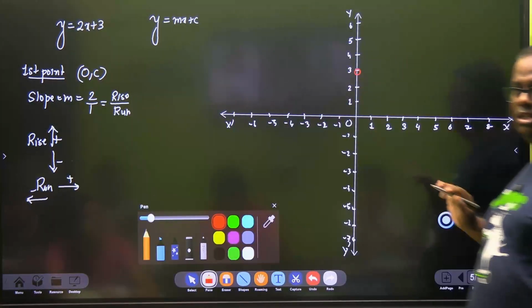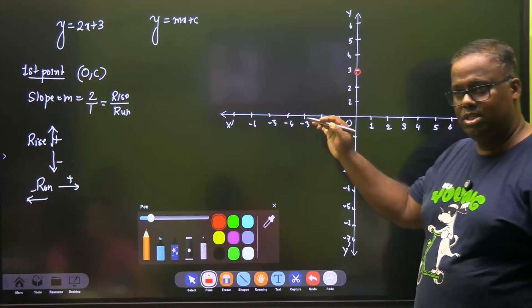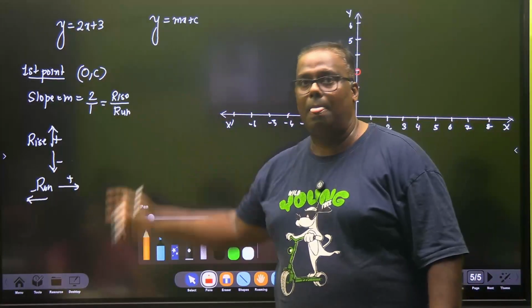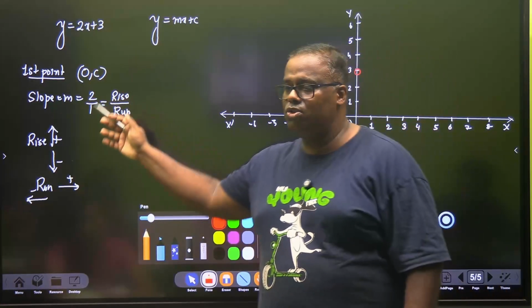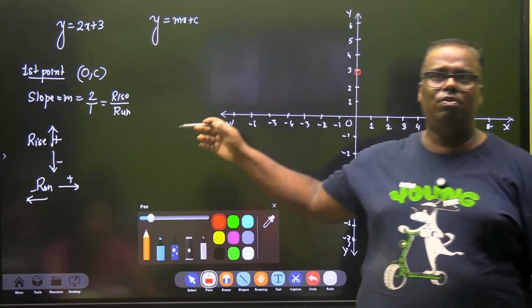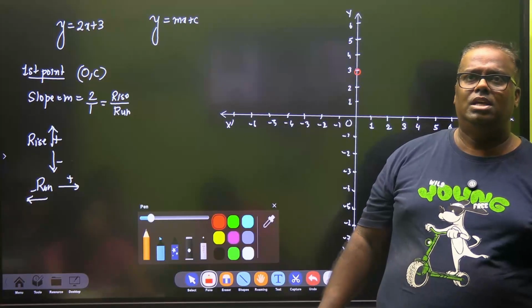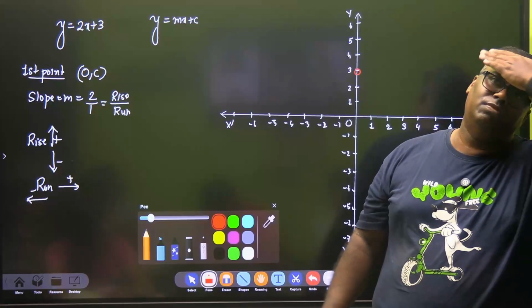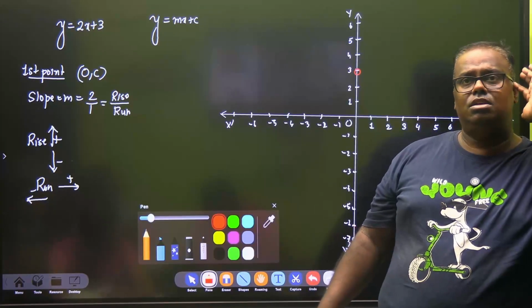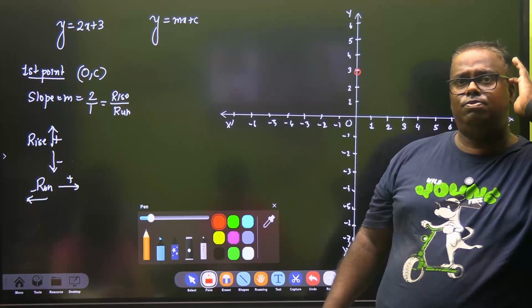Who did not understand this? Did you understand this? Slope. Slope is, yeah, slope is what? Rise over run. Hey, in 9th you all were not taught slope. Otherwise how did you solve velocity? Physics. Slope is slope. Physics slope.